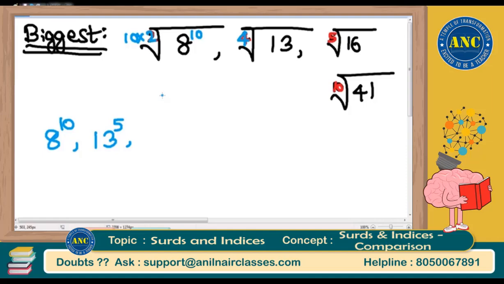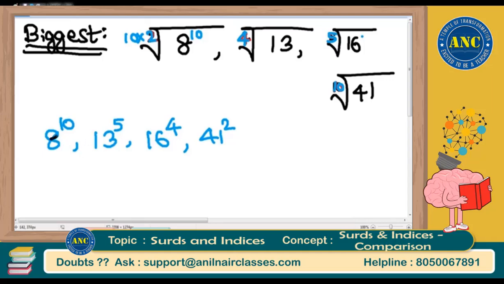Next value is 5 into 4 is 20. It will become 16 power 4. Right? It becomes 16 power 4. 10 into 2 is 20. It becomes 41 power 2. Right? It becomes 41 power 2. Now, let us think a little logically and let us solve it, because all these are slightly higher values.